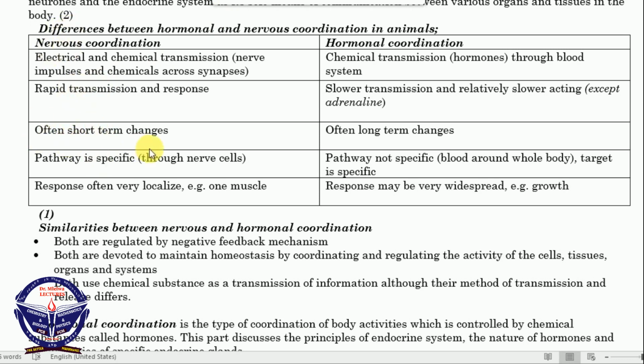But nervous coordination often brings short term changes, while hormonal coordination often brings long term changes. Remember, when we are talking of hormonal or endocrine coordination, we are talking of hormones. Let's take an example of a reproductive hormone, say estrogen. Estrogen's work is to cause proliferation of mammary glands in the breast, more especially during either puberty or pregnancy. But estrogen can also work on the uterus. Let's take another example, perhaps progesterone.